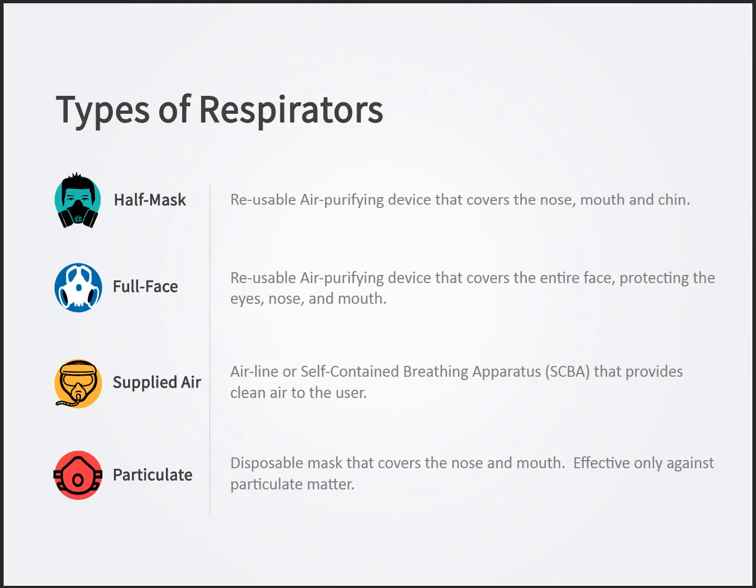The four main types of respirators are the half mask, a reusable air purifying device that covers the nose, mouth, and chin; the full face, which is a reusable air purifying device that covers the entire face, protecting the eyes, nose, and mouth; supplied air, airline or self-contained breathing apparatus, or SCBA, that provides clean air to the user; and the particulate, a disposable mask that covers the nose and mouth, effective only against particulate matter.